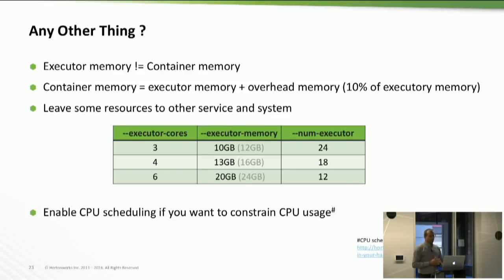So obviously, like 10% overhead, whatever is the memory for that executor, 10% will go to the CPU scheduling, et cetera. So these are some of the things to keep in mind. And again, there's some resource here for CPU scheduling if you need to put a limit on how much CPU you want to allocate.